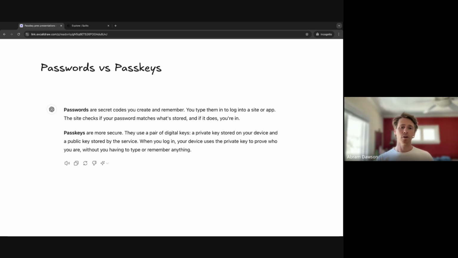So passwords are secret codes. I, of course, asked ChatGPT because why not? Passwords are secret codes that you create and remember. You type them in to log into a site or app. The site checks if your password matches what's stored, and if it does, you're in. So that's a shared secret. Whereas passkeys are more secure.